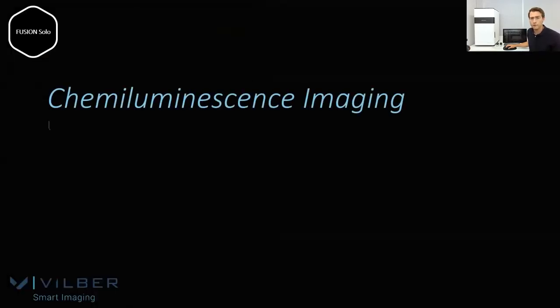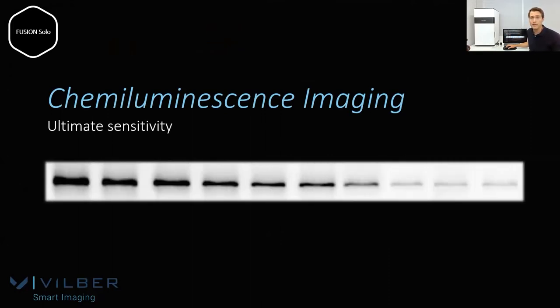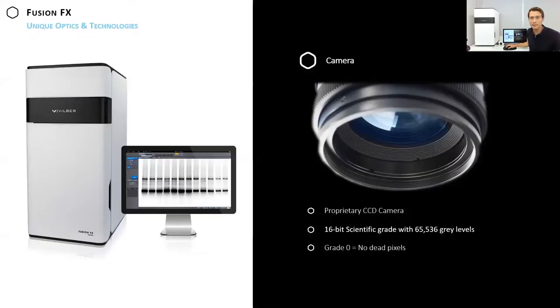The principal function of the Fusion FX is chemiluminescence. The Fusion FX has always been at the forefront of Western blot imaging, known to deliver ultimate sensitivity levels thanks to a combination of proprietary optics and lenses and a know-how of more than 50 years. Vilber has developed the Dark 9 camera, which is the latest generation of scientific CCD cameras, providing unrivaled levels of sensitivity for chemiluminescence and fluorescence applications. The Dark 9 camera is a scientific 16-bit CCD camera generating up to 65,000 gray levels, and the camera is a grade zero, meaning that there won't be any dead pixels within the image.